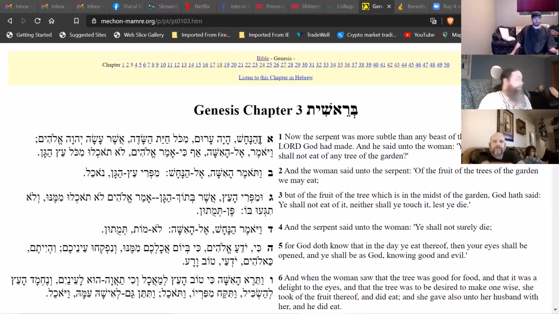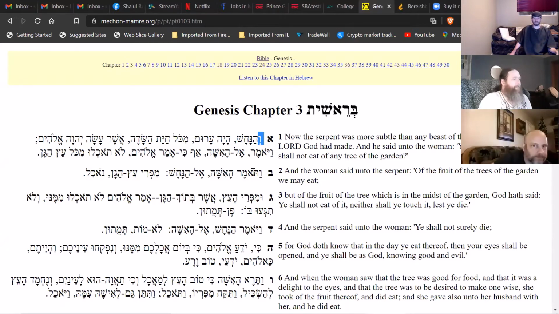So this letter here is the letter wa, and you'll see that in front of a lot of words as you're going through Aibreet or Hebrew. And this means and. In this case, they translated it as now. Sometimes you'll get two prefixes in front of a word. So in this case, we've got the letter hey also as a prefix. And hey is translated as the.